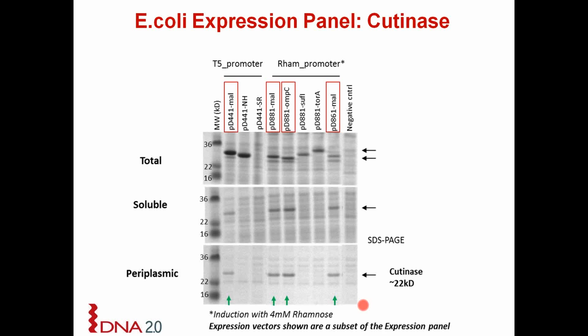So the highest expression levels of cutinase in periplasmic fractions that were observed had the secretion signals OmpC and MalE. We also saw strong levels of cutinase expression with DsbA and TorT. However, as you saw with the Dasher GFP, the secretion is affected by the secretion leader. So we really highly encourage you to explore a variety of different secretion leaders.